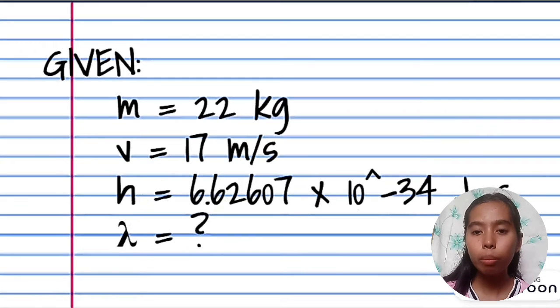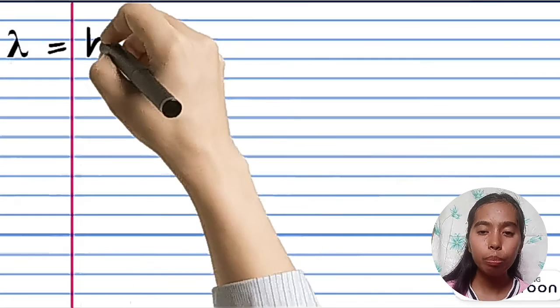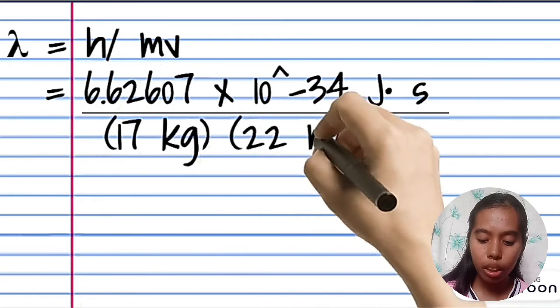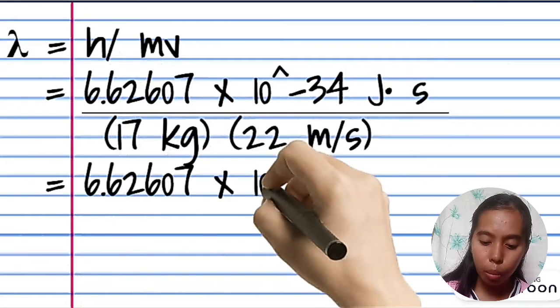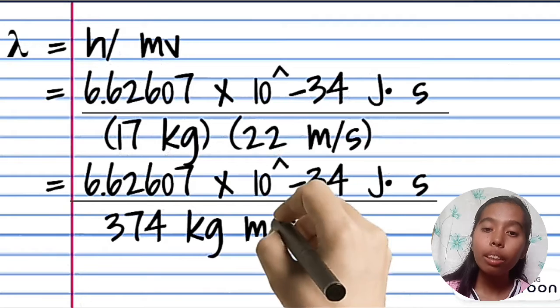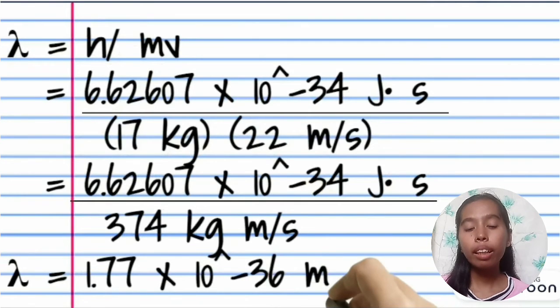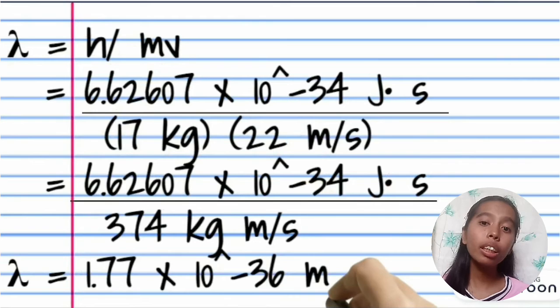So this is the answer to the problem. I hope you get the same answer, which is 1.77 times 10 raised to negative 36 meters. If you get the same answer, it means that you already understand the de Broglie wavelength, especially on how to solve the problem using this formula or equation.